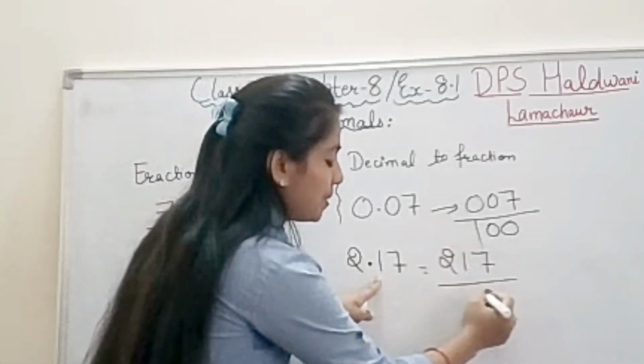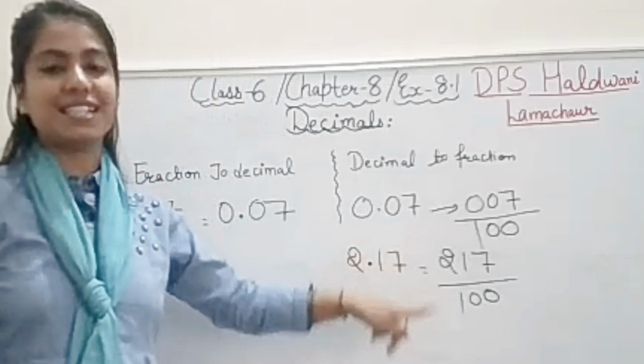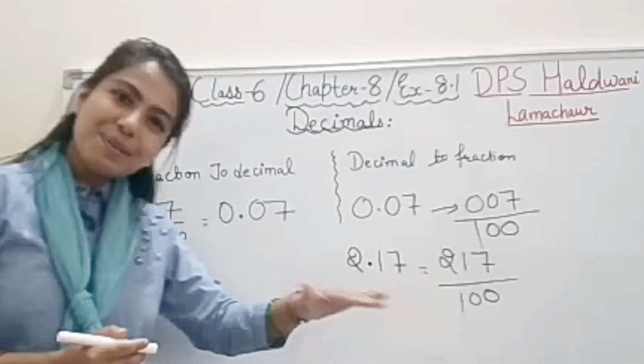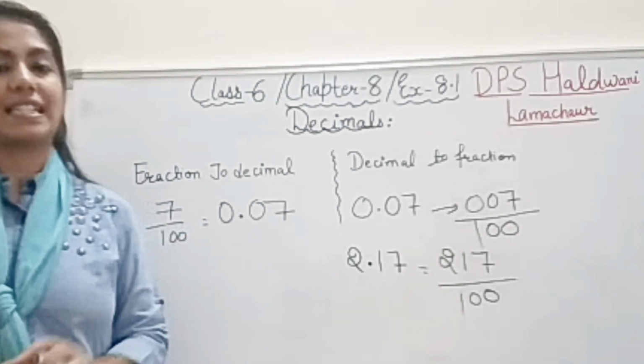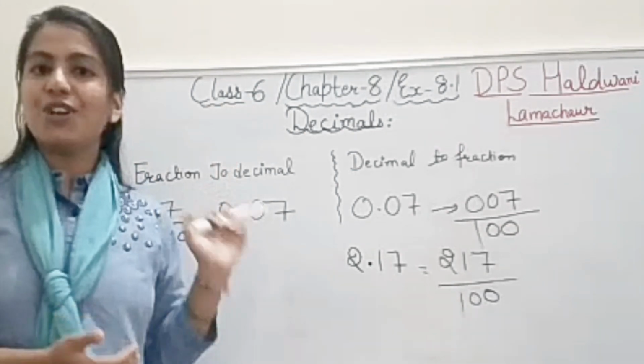So 2 zeros. That's it. So this is the answer. Very simple topic, students, we have. So this type of question we will have in exercise 8.1.